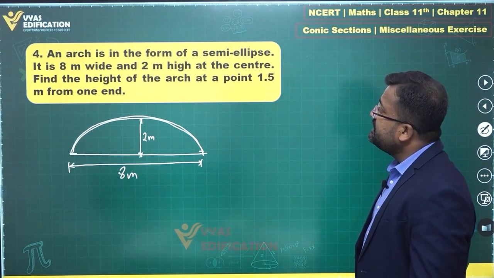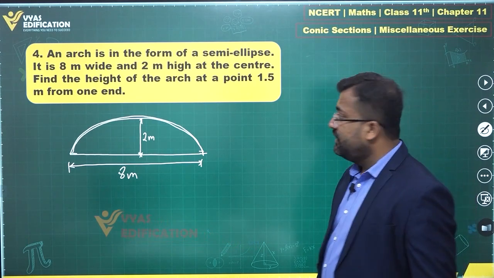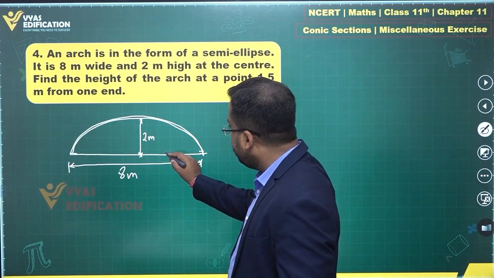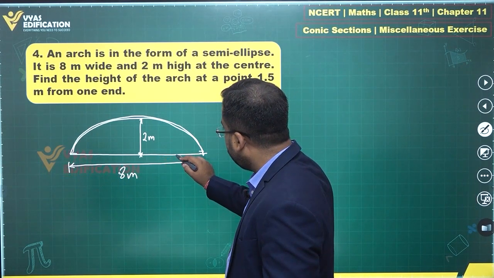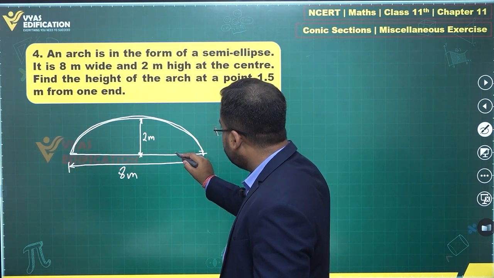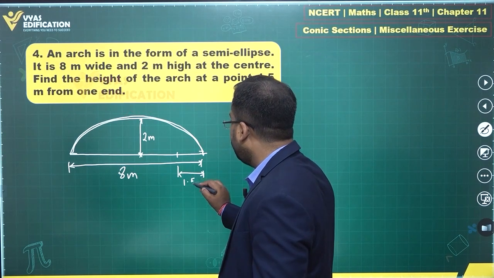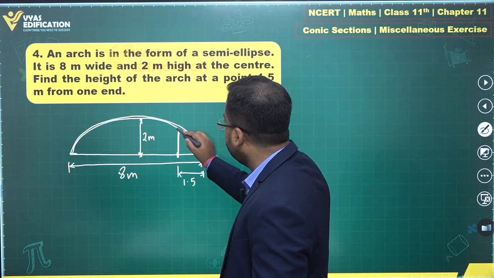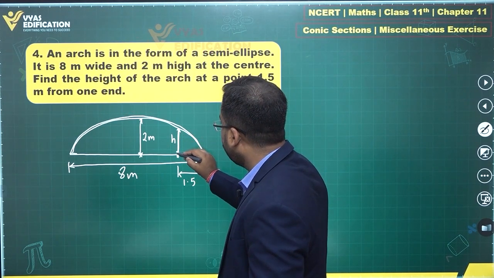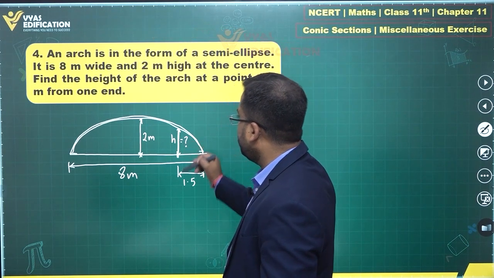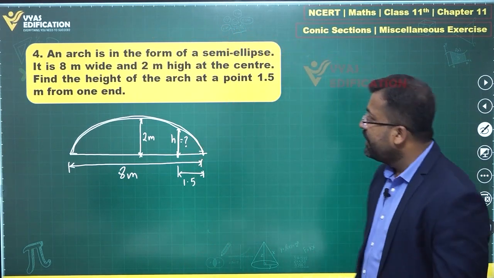Find the height of the arch at a point 1.5 meter from one end. So from one end at a distance of 1.5 meter, we will be somewhere here, right? This is total 4. So this here will be 1.5 meter from here. We are interested in this height, h. h equals question mark. This is the question over here, right?